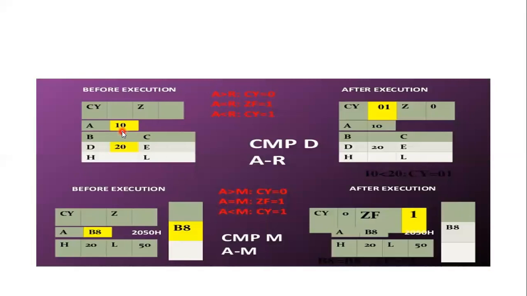So A and D are compared. It is A minus D, or 10 minus 20. Okay, so less than. So A is less than D. Then the carry flag is set to 1.